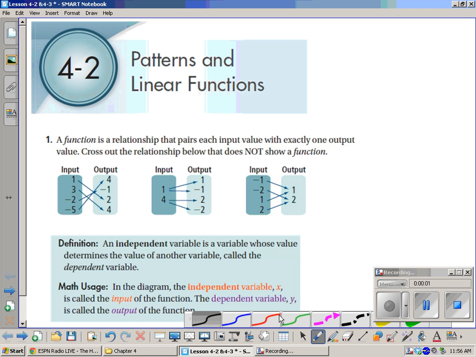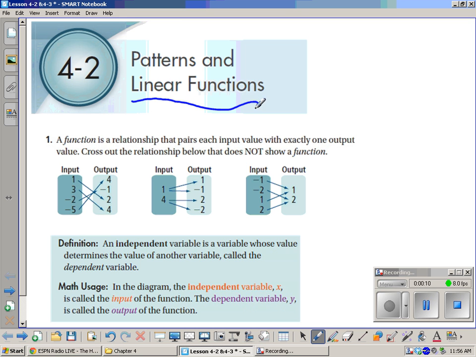Good afternoon, class. Today we're going to work with functions, and we're going to talk about two different types of functions. A linear function is what we're going to start with, and then we'll end with talking about nonlinear functions. Let's first define what a function is.